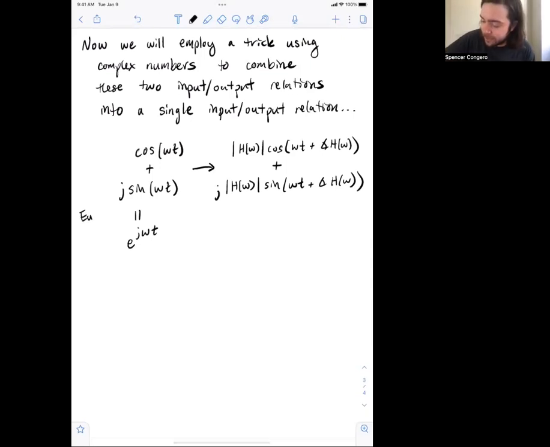This is Euler's formula right there. What do we get over here? Okay, well, both of these terms have the magnitude of the frequency response, so let's take that out.